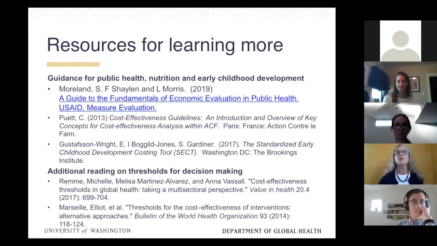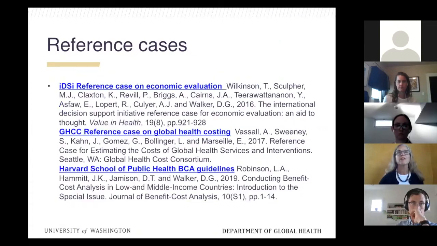So I realize that's a lot of information. Here are resources for learning more. There are general guidance documents for public health, nutrition, and early childhood development. There are additional readings on thresholds, and we are sharing with you critical guidance documents on principles for economic evaluation, costing, and benefit cost analysis.